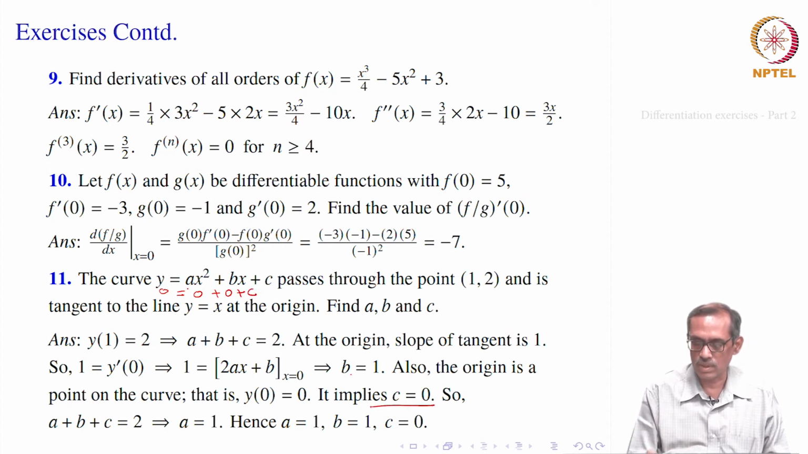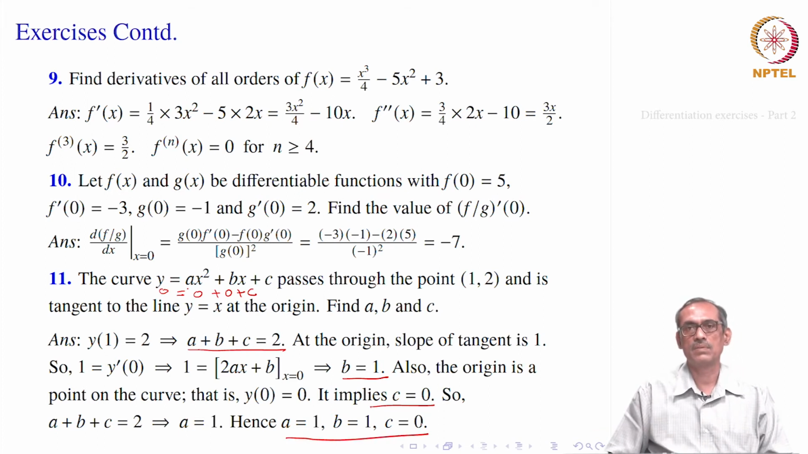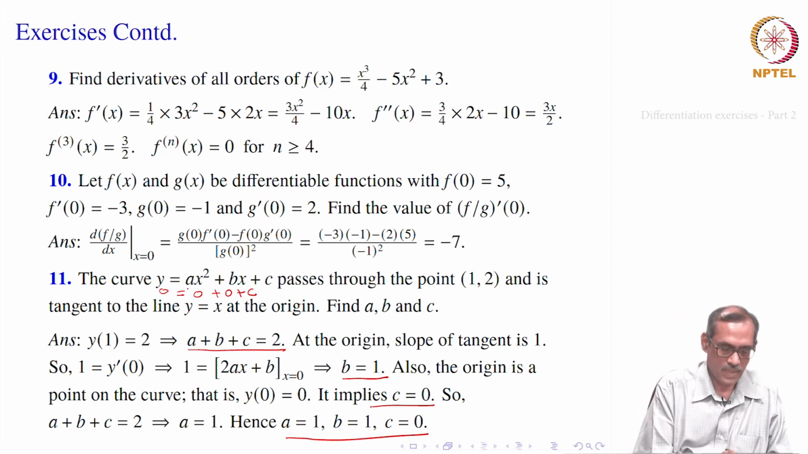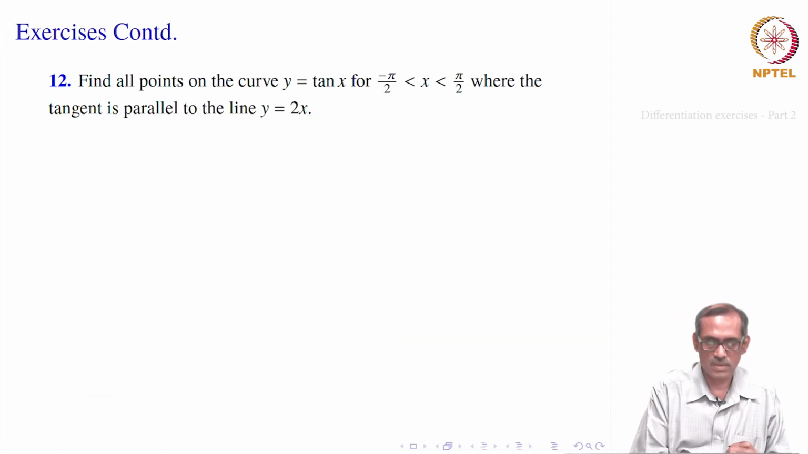So, you know c equal to 0, b equal to 1, a plus b plus c equal to 2. So, a must be 1. Therefore, we conclude that a is equal to 1, b is equal to 1 and c is equal to 0. Okay. We discuss the next problem.